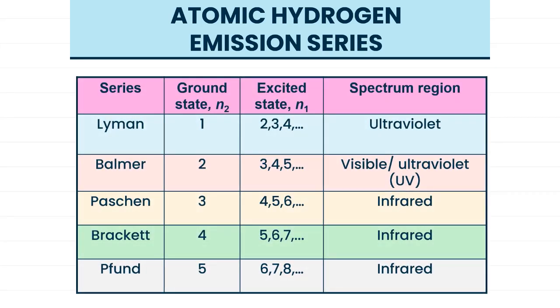We have 5 hydrogen emission series to learn. Lyman series, with ground state of 1 and excited state of 2 onwards, contains transitions that emit photons to fall in the ultraviolet spectrum. Balmer series, with ground state of 2 and excited state of 3 onwards, contains transitions that emit photons to fall in the visible spectrum. Paschen series with ground state of 3 and excited state of 4 onwards, Brackett series with ground state 4 and excited state of 5 onwards, and Pfund series with ground state of 5 and excited state of 6 onwards all result in photons that fall in the infrared spectrum.